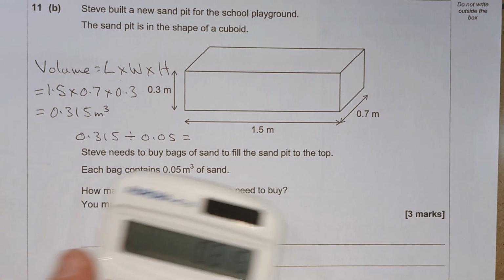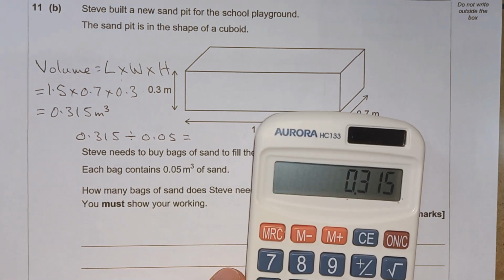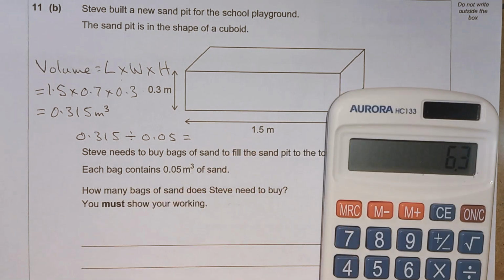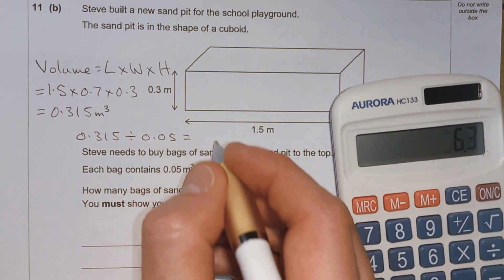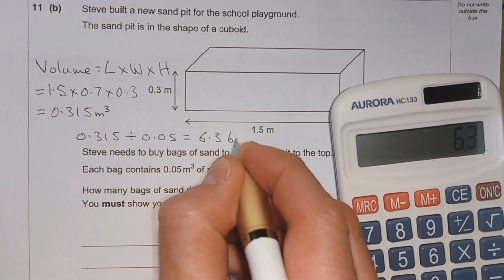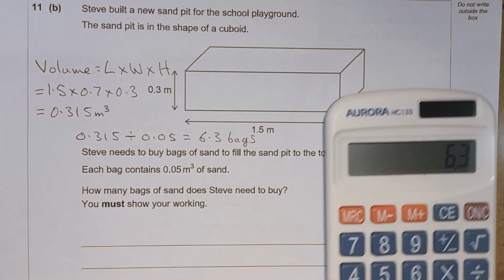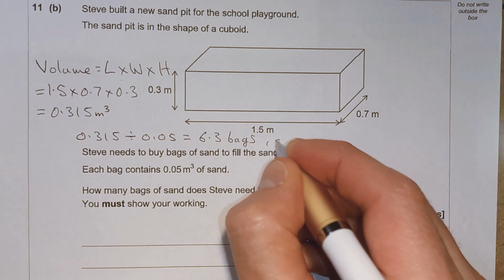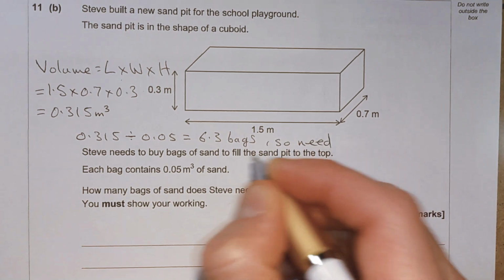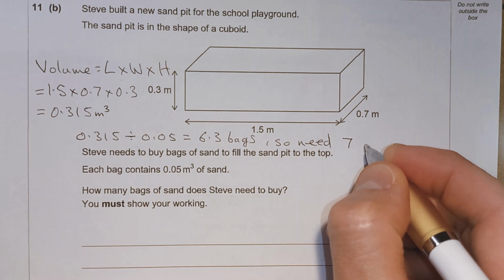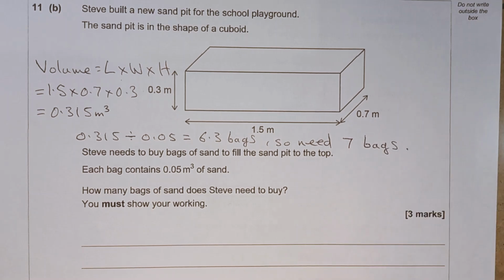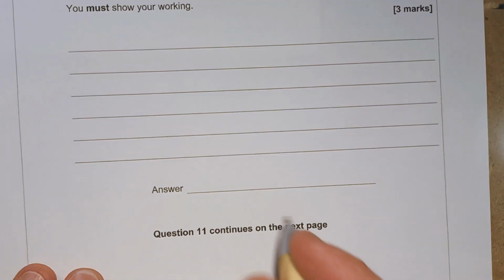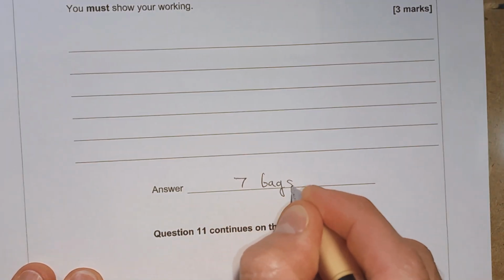So we've got 0.315, we're going to divide that by 0.05, and we get 6.3 bags. But you can't buy 6.3 bags because they're going to sell them in whole bags. So we have to go up to the next whole number, so needs 7 bags.